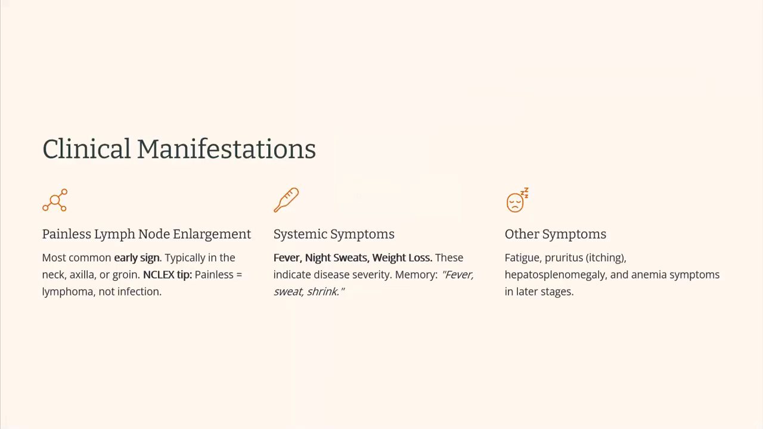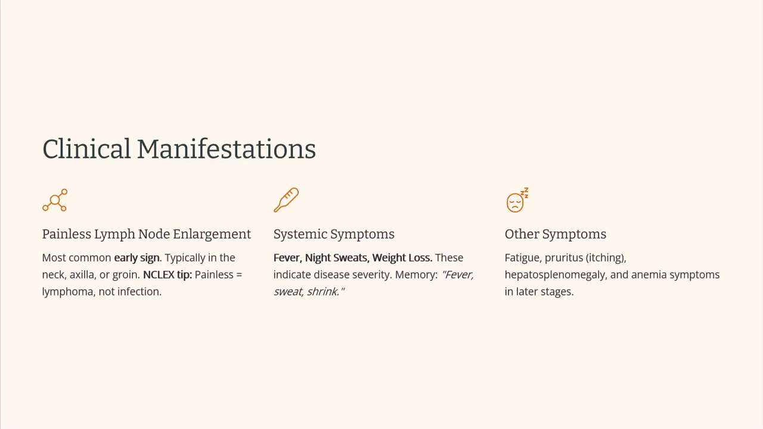The biggest early sign of lymphoma is a painless lymph node enlargement. That's the most common early sign we're going to see, typically in the neck, axilla, or groin area. And remember, if it's painless, we want to be worried about lymphoma. Usually with infection, they'll be tender.